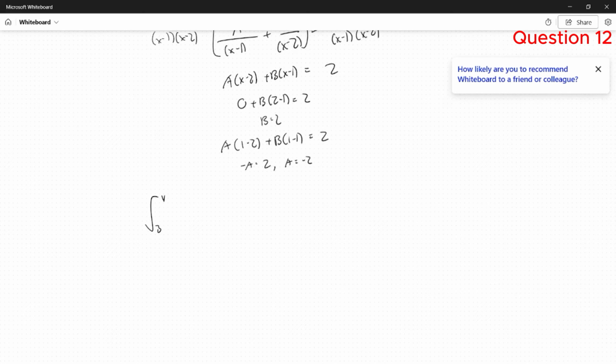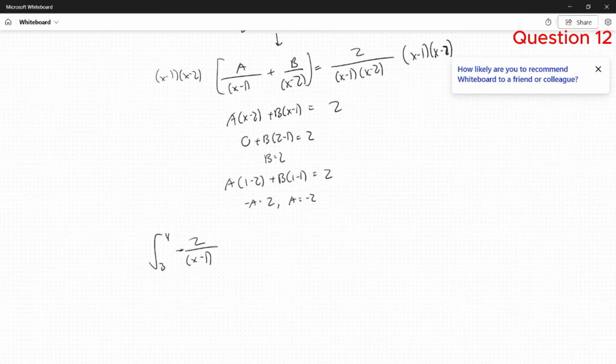All right, integral from 3 to 4. Same thing as last time. Negative 2 over x minus 1. Be very careful about which of these coefficients you associate with which of these terms, because you may get it wrong, and that will cost you the problem. So it's negative 2 over x minus 1 plus 2 over x minus 2 dx.